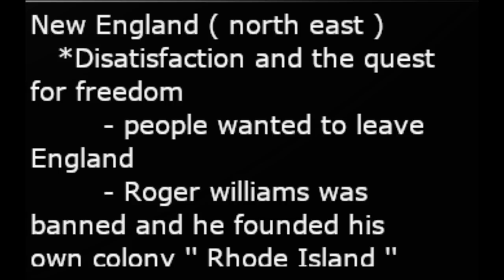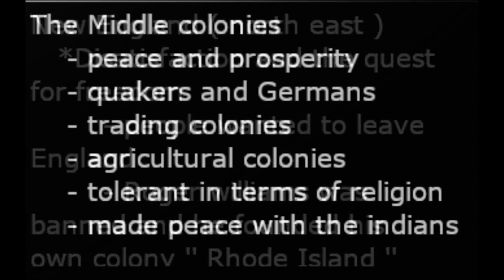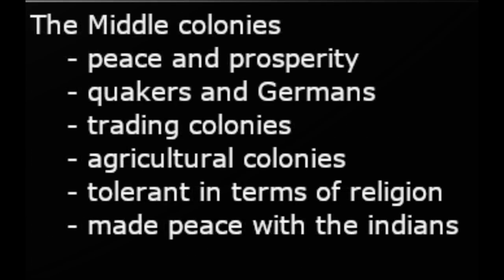Now we move to the middle colonies. They were peopled by Quakers. And the Quakers are peaceful people. They do not deal with wars, etc. They worship God only, and they were peopled also by Germans as well. The middle colonies were prosperous agricultural and trading colonies. The middle colonies were one of the best colonies at that time. They were tolerant in terms of religion, and they made peace with the Indians.